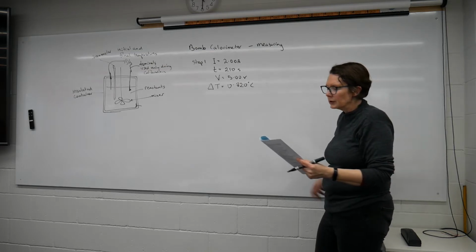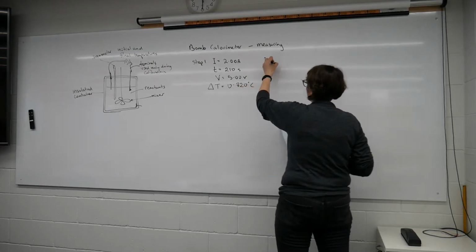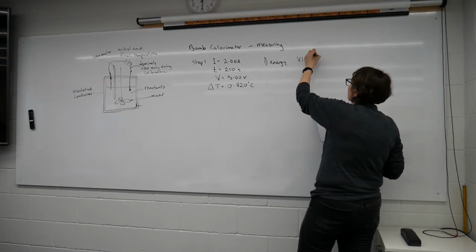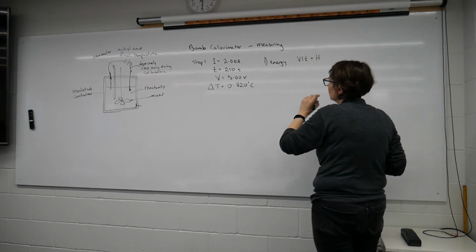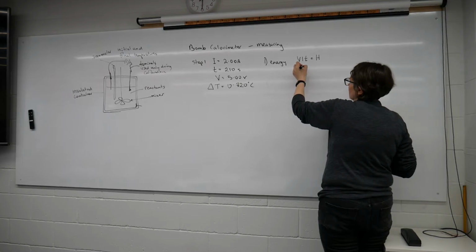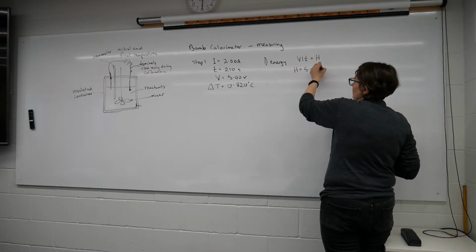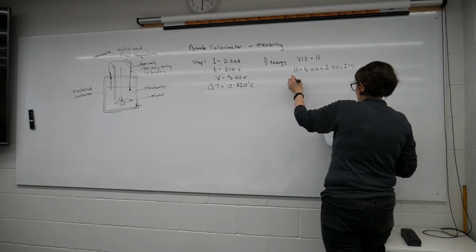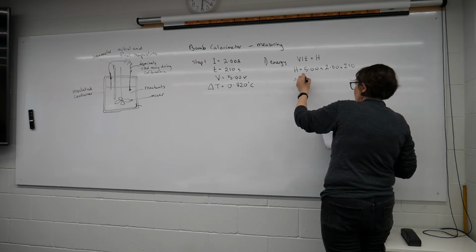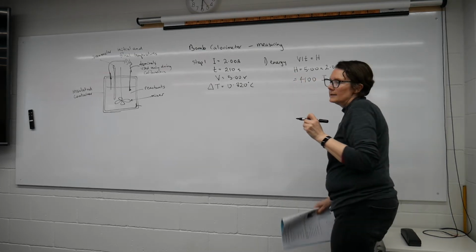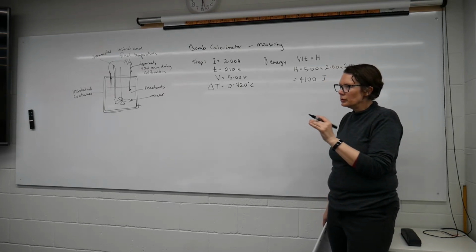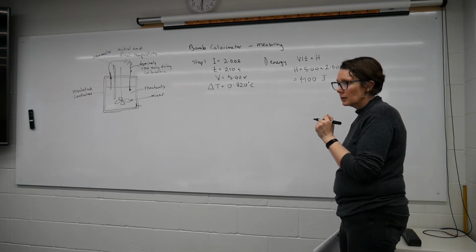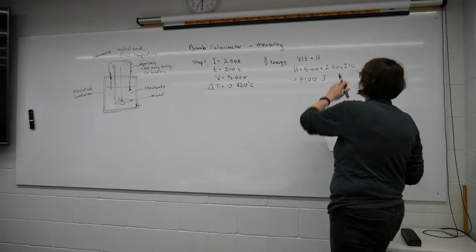Calculate the calibration factor. So firstly, it's to calculate the energy, where VIT is equal to E or H, whichever letter you wish to use. So it's going to be 5 times 2 times 210, and we get 4,100 joules. Now, again, it's the joules and the kilojoules that get people tangled up a bit. So, should that be 410 instead of 210? Oh, yeah, it should.